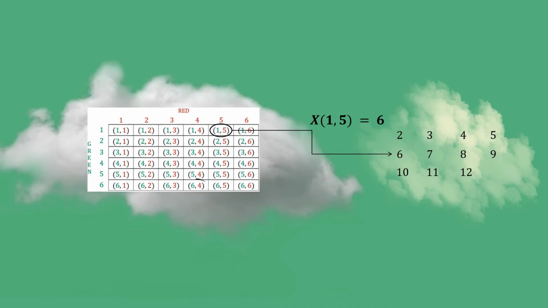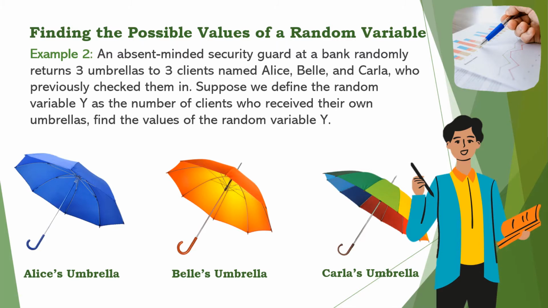The outcome 6, 4 is mapped also to a real value of the random variable x which is 10. That is the sum of spots as a result in rolling a pair of dice. Let's consider another problem. Next example.